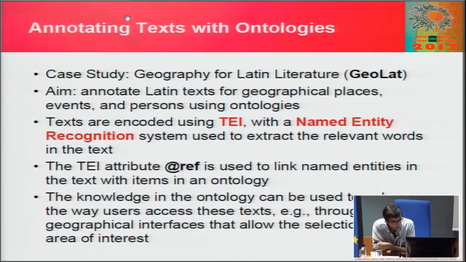So with GeoLat, you get a series of Latin texts encoded in TEI, and basically they've run a named entity recognition system on these texts in order to extract the relevant words, and then you use the TEI ref attribute to link together the named entities in the text to items in an ontology. And so the advantage of this is that the knowledge in the ontology can be used to enhance the way that users access these texts.